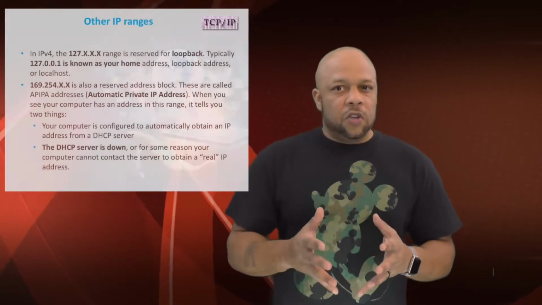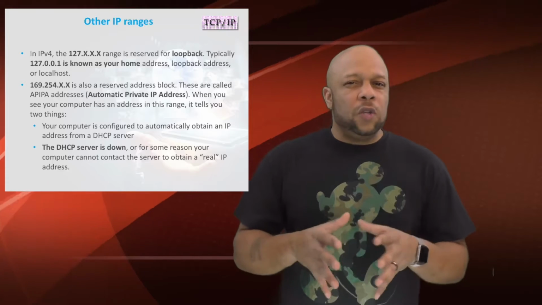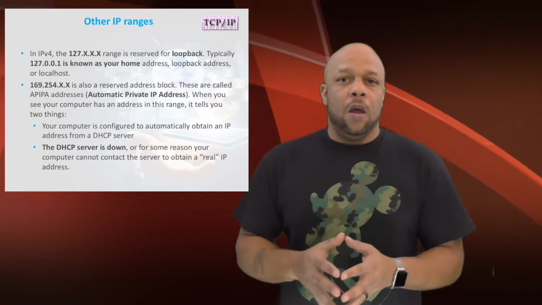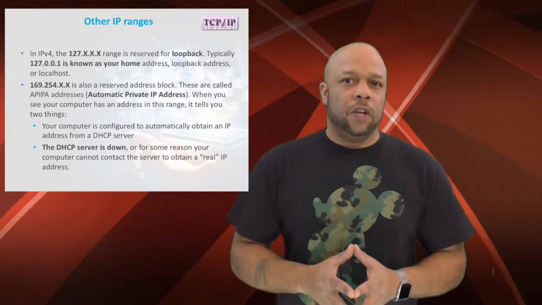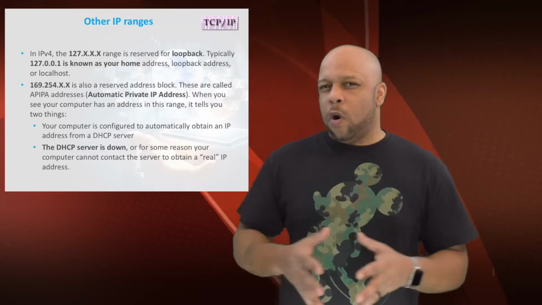Now, there are some special addresses that you should know about, such as your loopback address or the 127 address. You'll usually see it as 127.0.0.1, and that being your home address of the computer. Or you might see a 169.254 address.